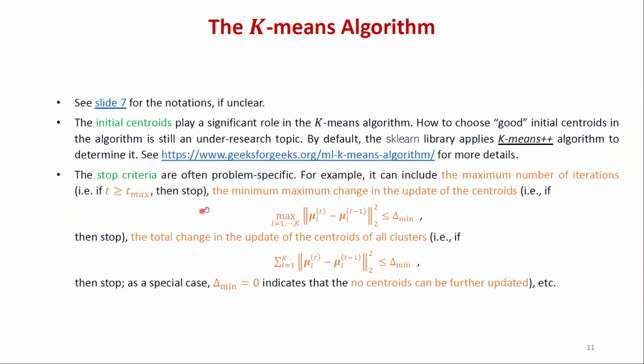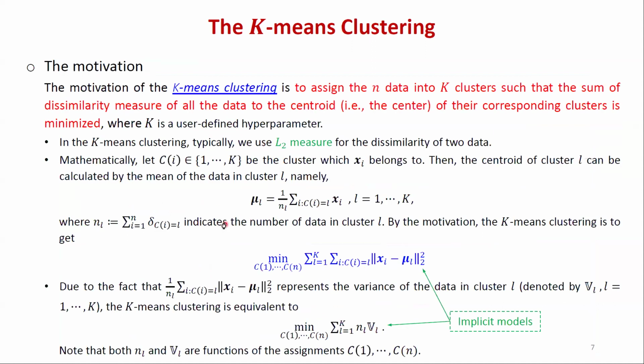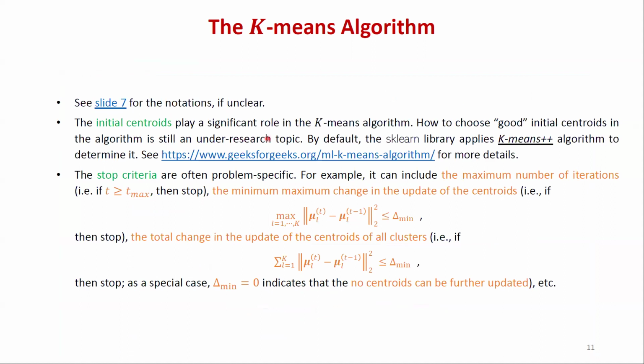Then for some notations, you can just come here. These are the notations, and the initial centroid actually plays a significant role. There are many methods to choose heuristically good initial centroids, and the scikit library uses the k-means++ algorithm, which is one of the most famous ones. If you are interested, you can see here, there are too many things to mention. I don't have the time to mention it in detail.